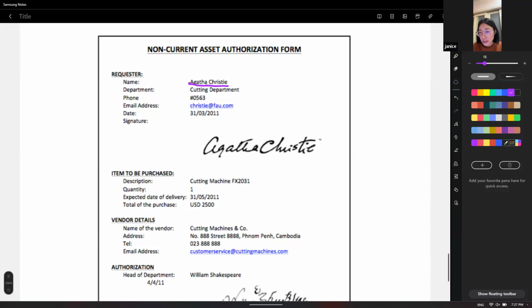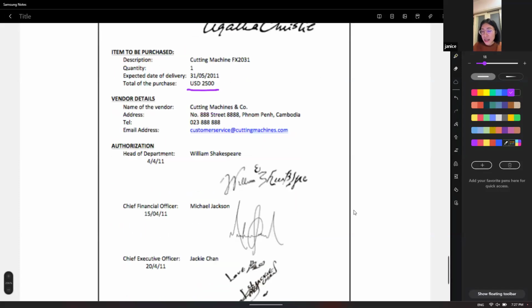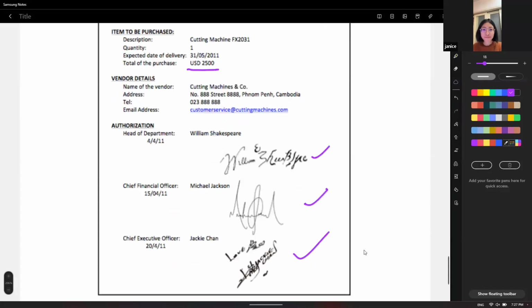And it's requested for the cutting machine. So see, the amount is indeed $2,500. So the 25,000 they recorded was really an error. They found the supplier, and it's authorized by William Shakespeare, who you guys know is a very famous British author. And then approved by the CFO Michael Jackson and CEO Jackie Chan.